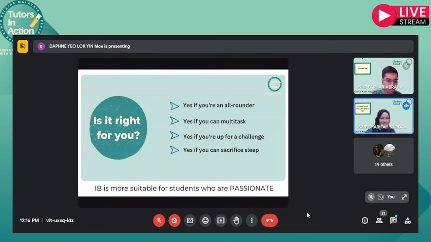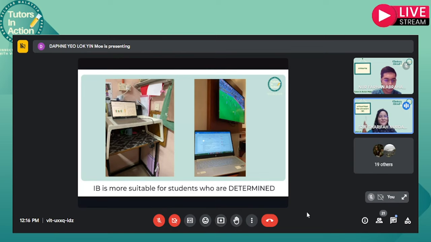So this is some proof about how hard IB is. You can see the picture on the left, I actually put a table on my table so that I stand and do work, so that I don't fall asleep. And the one on the right is that I had to work on my research even when I was at a vacation. So, it requires strong determination. It's definitely not for people who want to get things done and over with. You definitely need to be determined in doing your research.